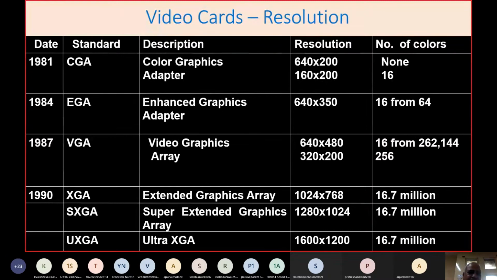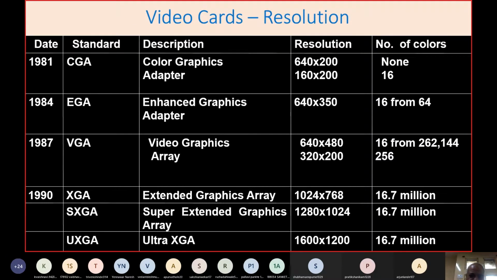Then in 1987, VGA came into the picture. Still, we are using VGA in most of the monitors, but VGA is now capable of giving higher resolutions also. Earlier, it was giving only 640 by 480 resolution. Now, for today's standards of video signals and multimedia, 640 by 480 is very low, and hence there are still some monitors in the market which work on VGA and give you a resolution of 640 by 480, capable of giving almost 262,144 colors. That means the number of colors VGA can produce is very large.